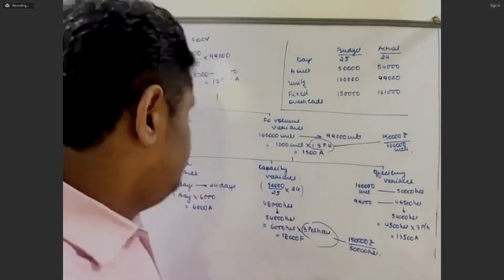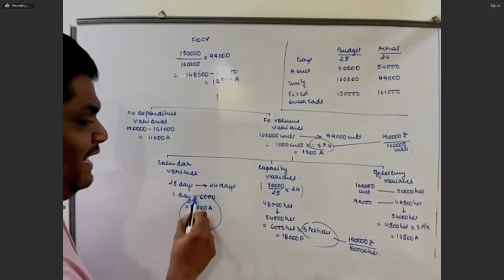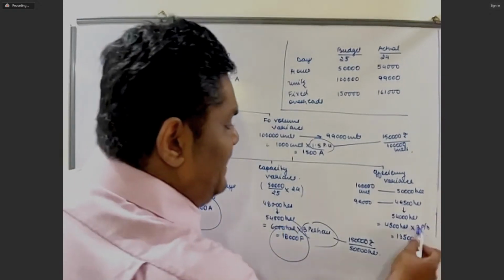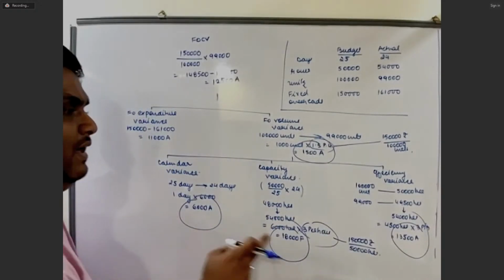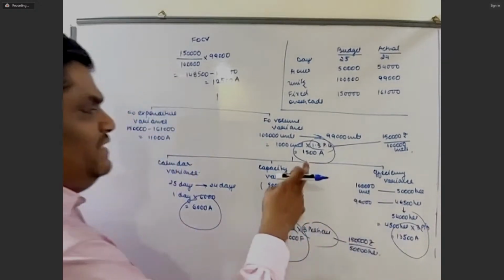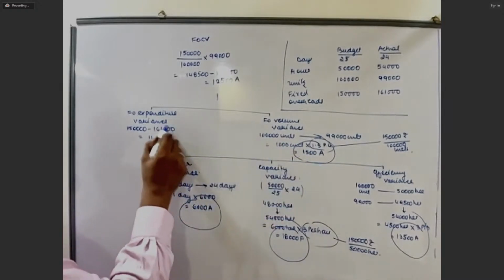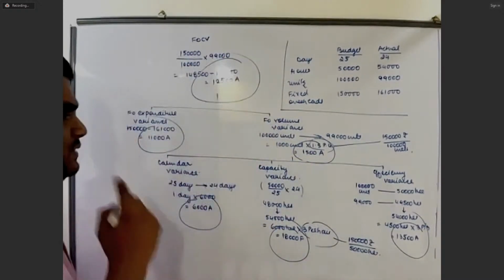Now, guys, this calendar variance plus capacity variance plus efficiency variance will be volume variance. Calendar plus capacity plus efficiency will be volume. Volume plus expenditure will be cost variance.